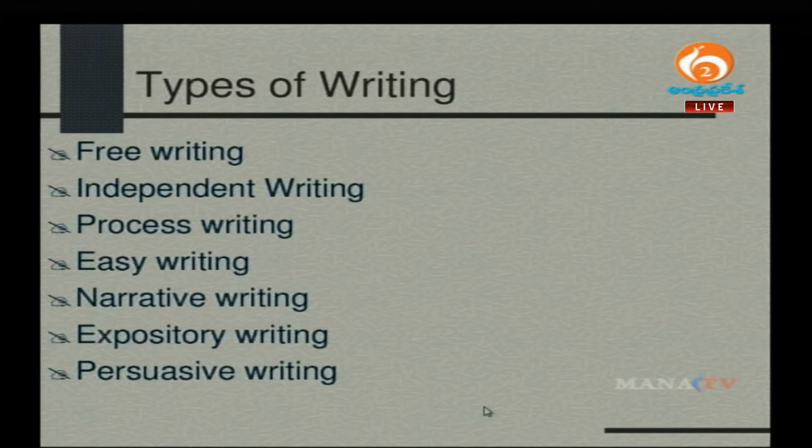Okay. Free writing and independent writing are very close terms. Process writing is something very specific to the process, to the guidelines being mentioned. Essay writing, I am sure we have encountered this in university and college days. Narrative writing, where you are narrating information or an incident. Expository writing, that is a type of journalism-style writing.